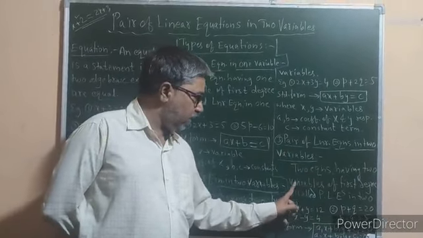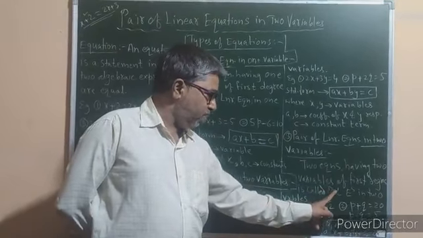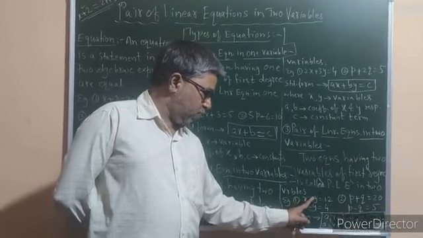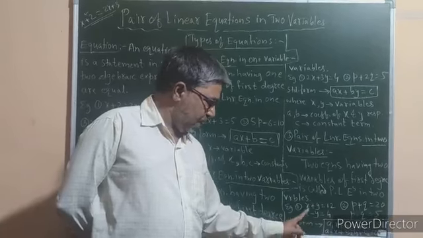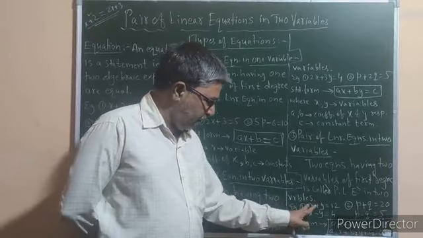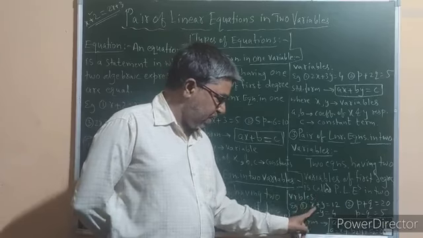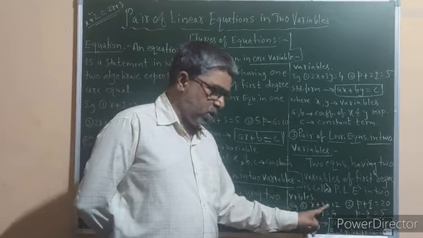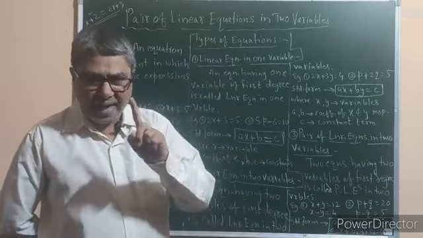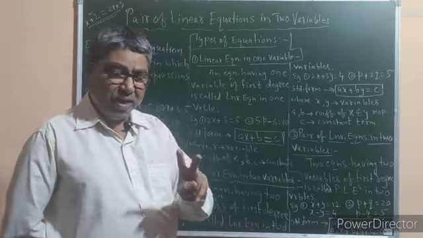Two equations having two variables of first degree is called a pair of linear equations in two variables. For example, x plus y is equal to 12, x minus y is equal to 4. So two equations having the same two variables of first degree, hence x plus y is equal to 12 and x minus y is equal to 4 is an example of a pair of linear equations in two variables.